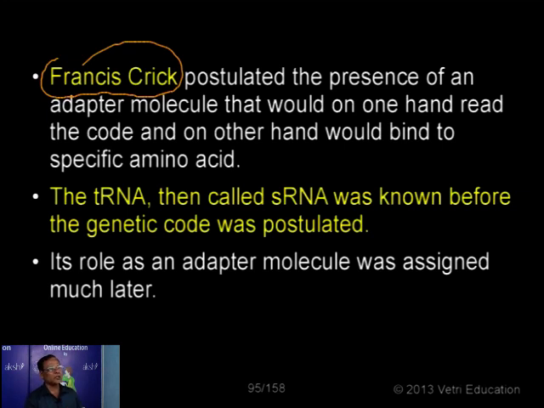It carries the triplet base in the form of an anticodon. That anticodon can read the message of the mRNA, that is, the code. That is why it is written here like that. On one hand, it reads the code of mRNA; on the other hand, it binds with the amino acid as an adapter molecule. That concept was proposed by Francis Crick. Formerly, this tRNA was called a soluble RNA, and that RNA was known even before the genetic code was postulated and deciphered.